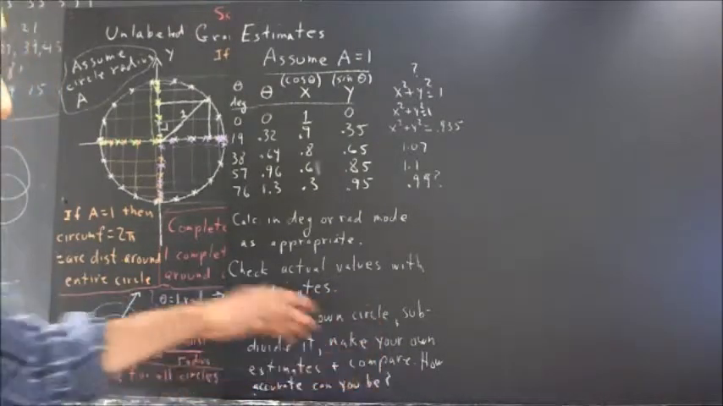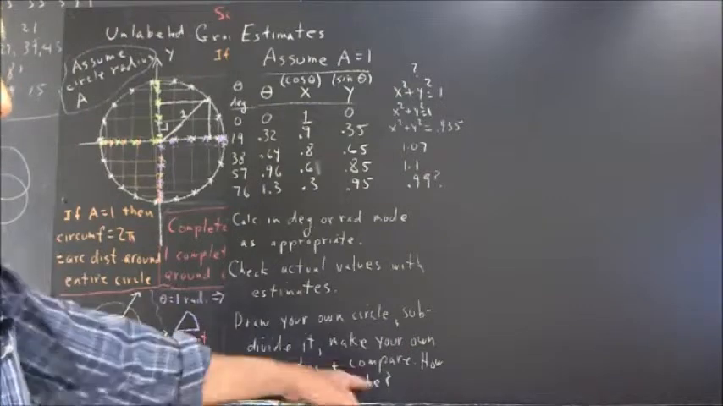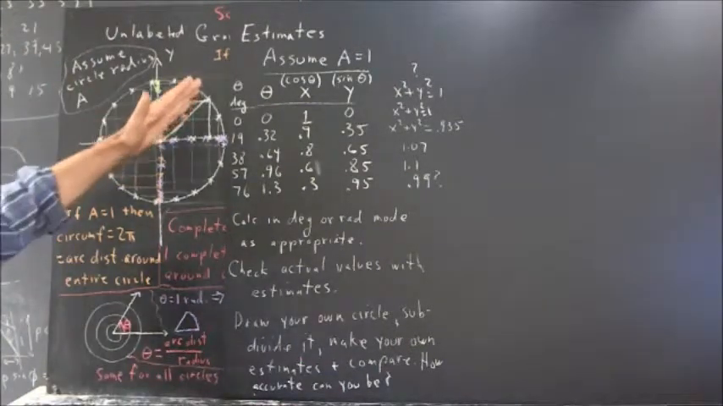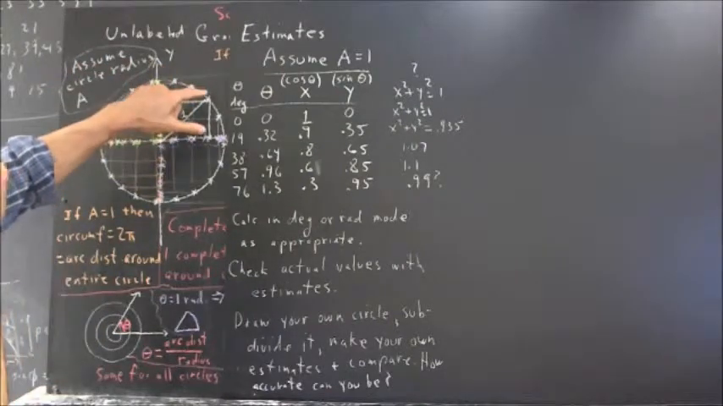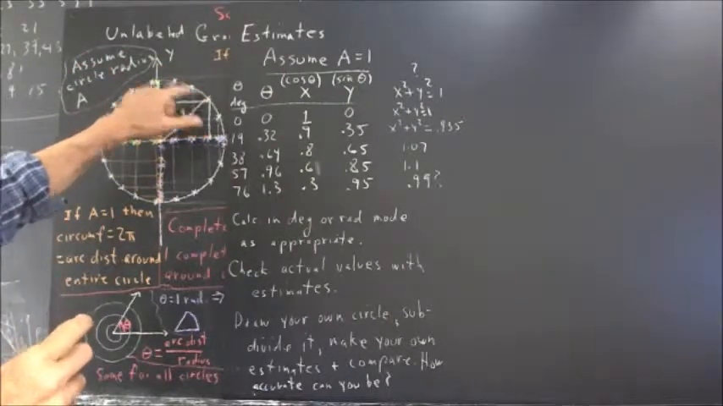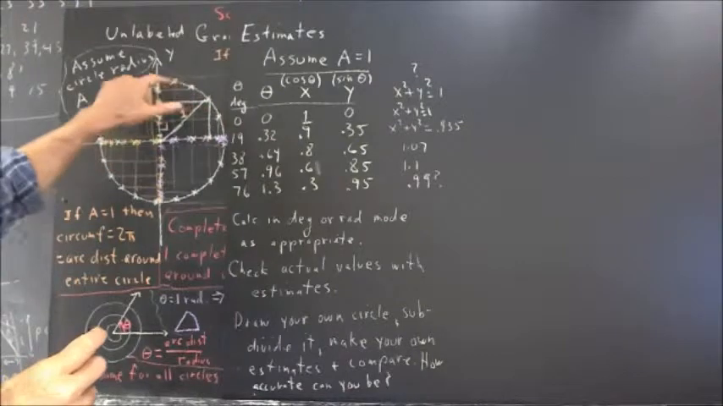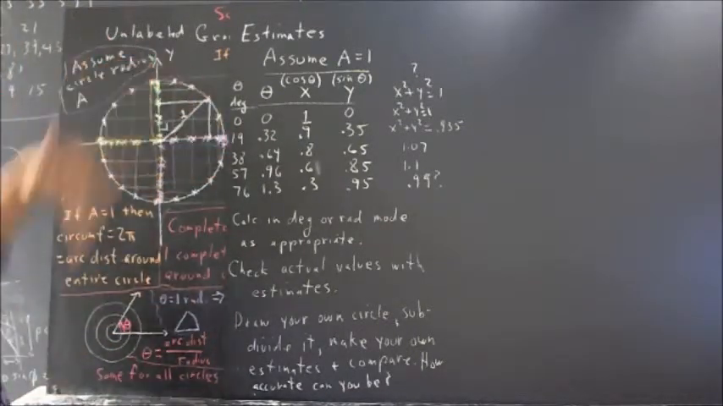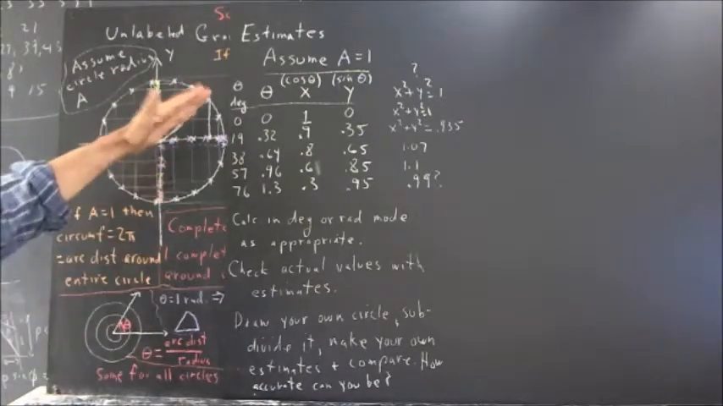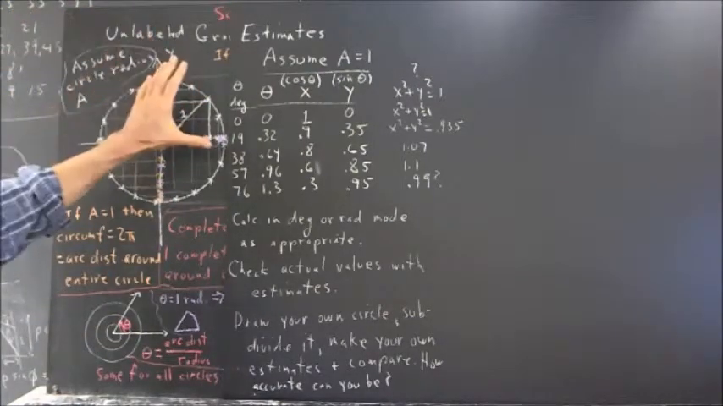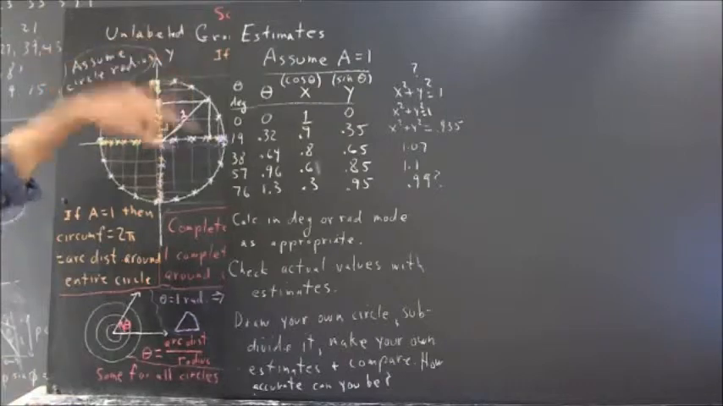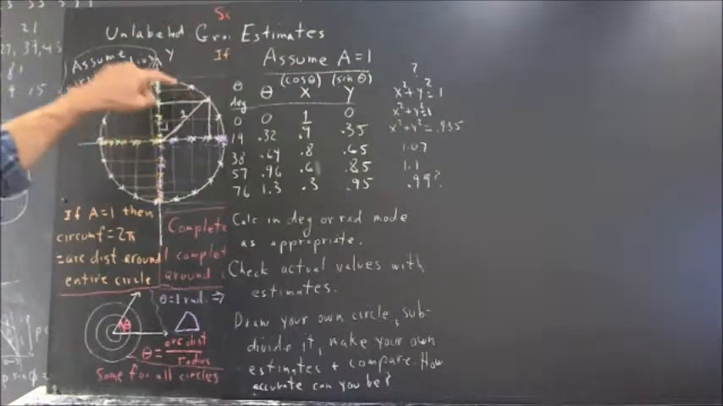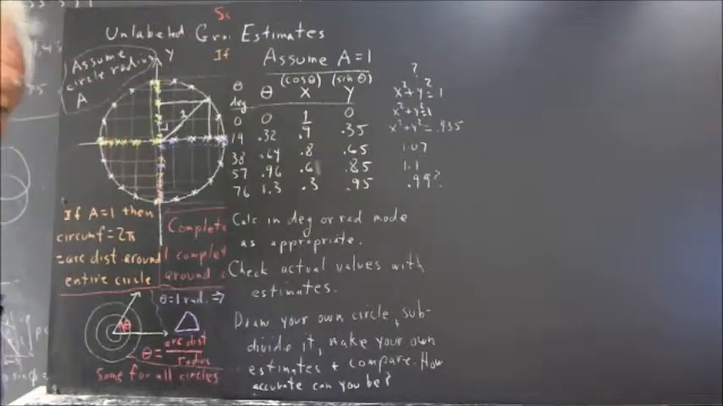Draw your own circle, subdivide it, make your own estimates, and compare. One thing I would recommend is subdividing each quadrant right in the middle, and then subdivide each of those and subdivide each of those. See, breaking each quadrant into 8 equal spaces, it's easier to subdivide, to divide an arc in half than it is to try to keep your points equally spaced as you move around the arc.